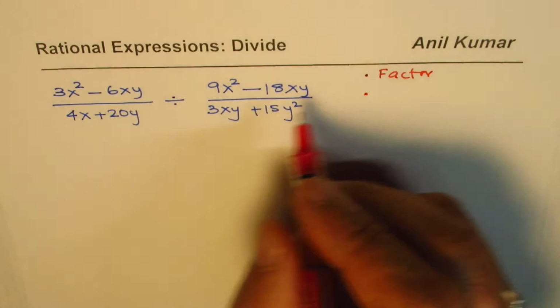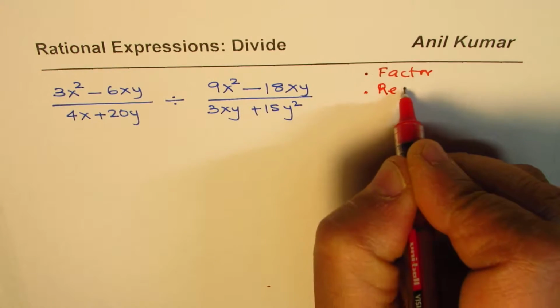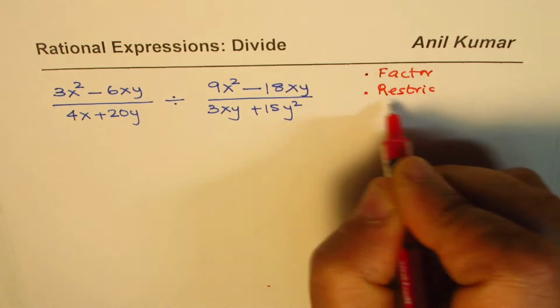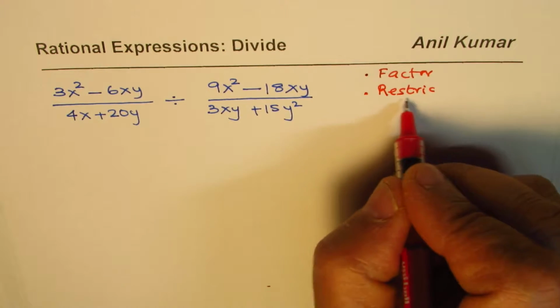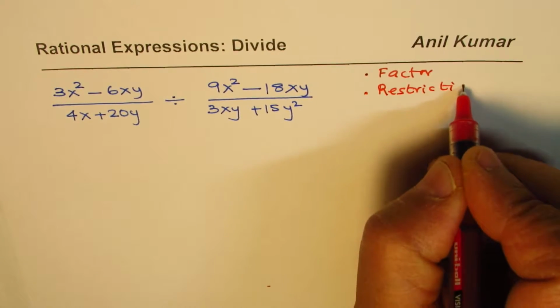Now, the second thing is we need to write restrictions. Whenever we simplify and write down our answer, we have to include all the restrictions.